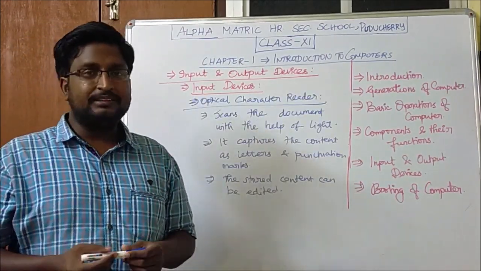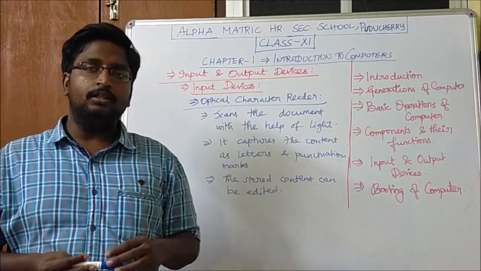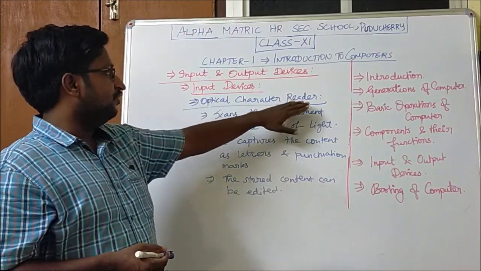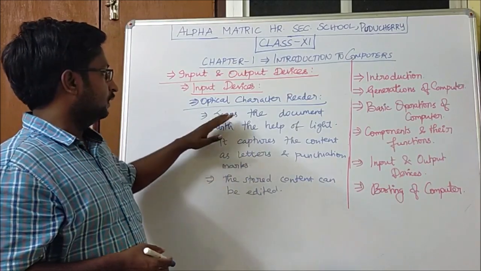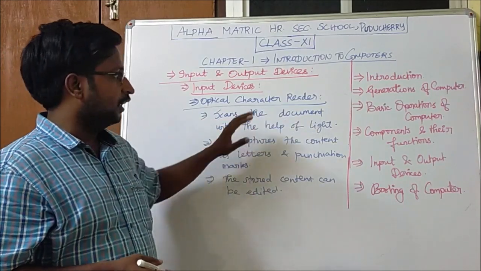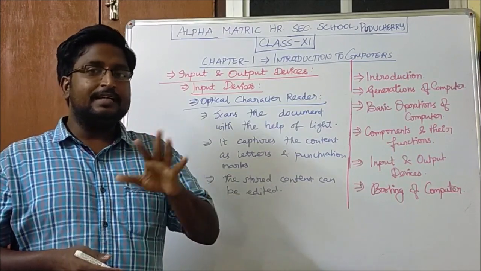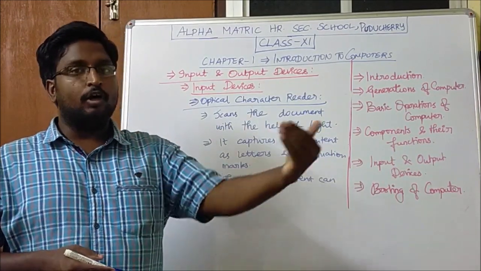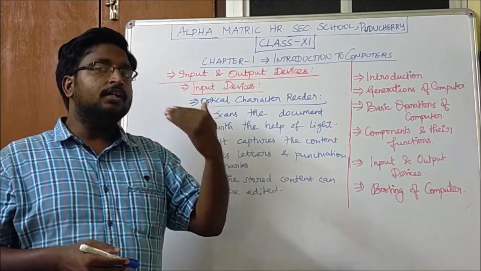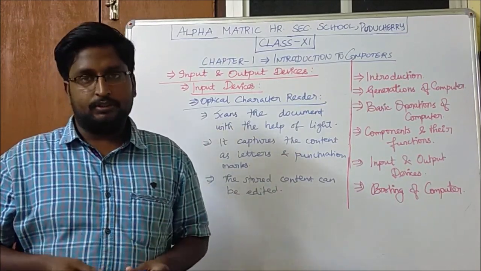So the next input device is the optical character reader. From the name itself, we can easily guess the working of the device. With the help of light, that is optical, it reads the character. It scans the document with the help of light, and it captures the content of the page as letters and punctuation marks. It stores it in digital format in the computer, where it can be edited with the help of a word processor. So this is how the optical character reader works.